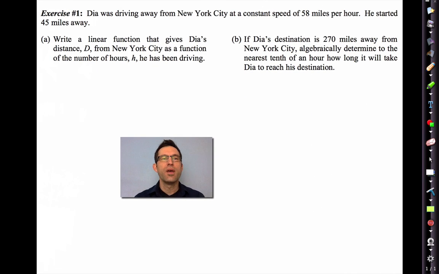Exercise number 1. Dia was driving from New York City at a constant speed of 58 miles per hour. He started 45 miles away. So Dia is driving away, I didn't point that out, Dia is driving away from New York City at a constant speed of 58 miles per hour. He started 45 miles away. Letter A says, write a linear function that gives Dia's distance, d, from New York City as a function of the number of hours, h, he has been driving.